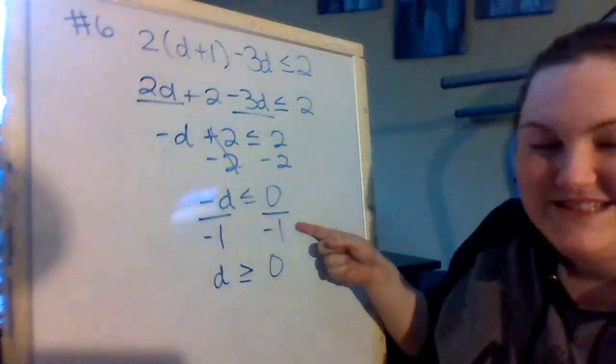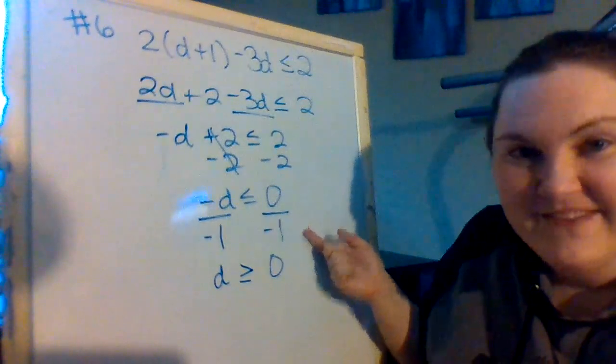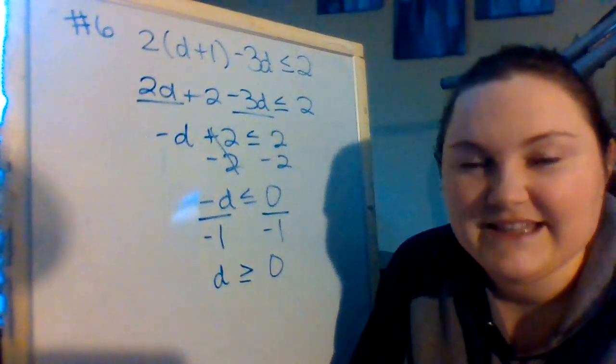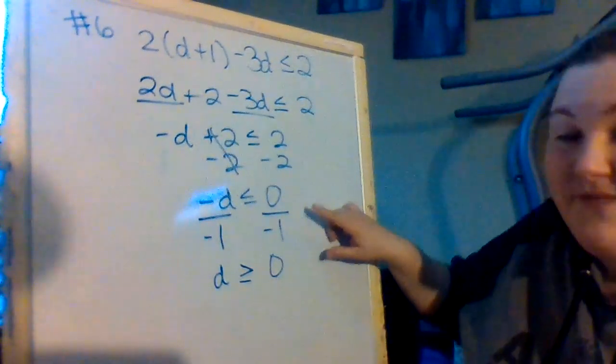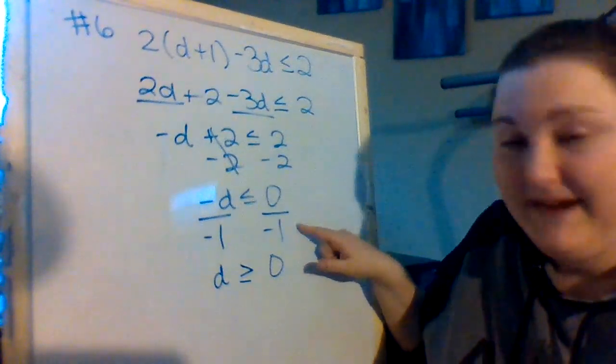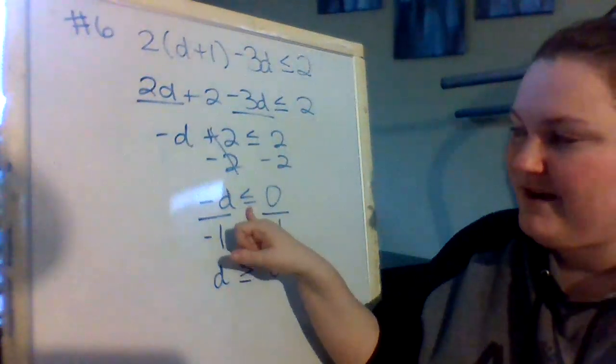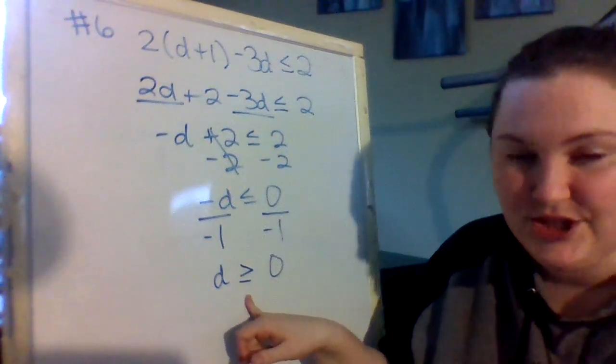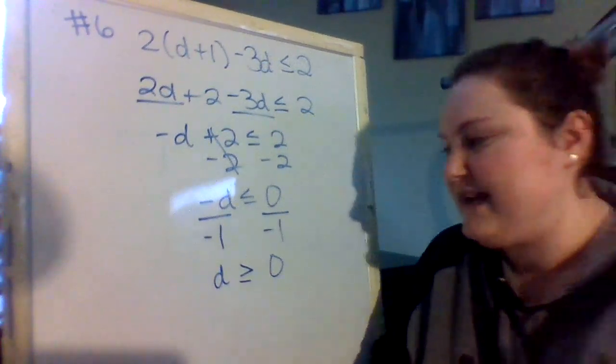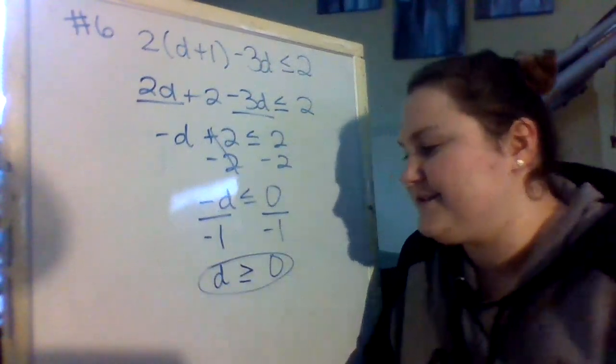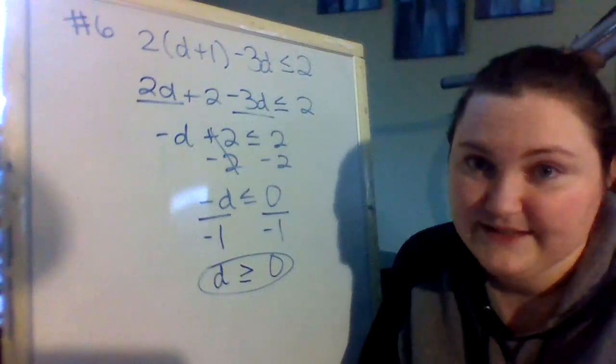Now look, we divided by a negative. That's what we had said earlier in this video. If you are multiplying or dividing, in this case we're dividing, by a negative number, that inequality sign needs to change. So our final answer would end up being d is greater than or equal to 0.